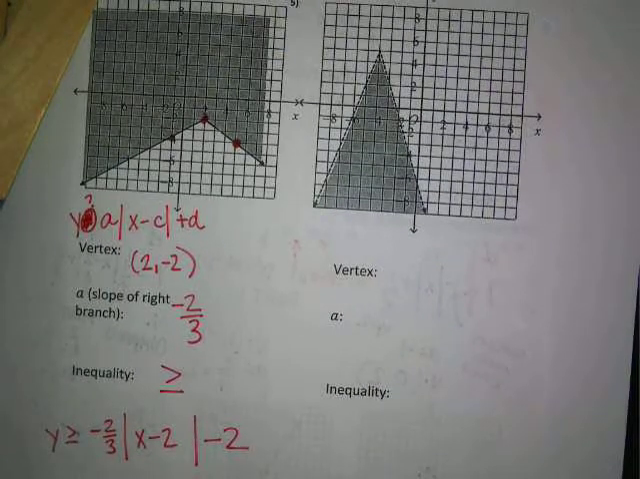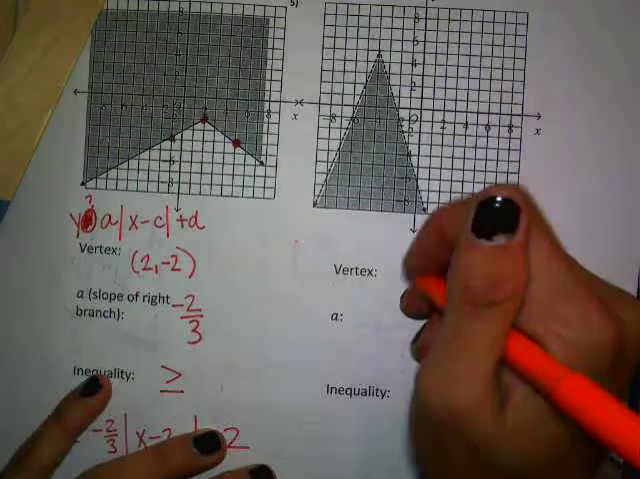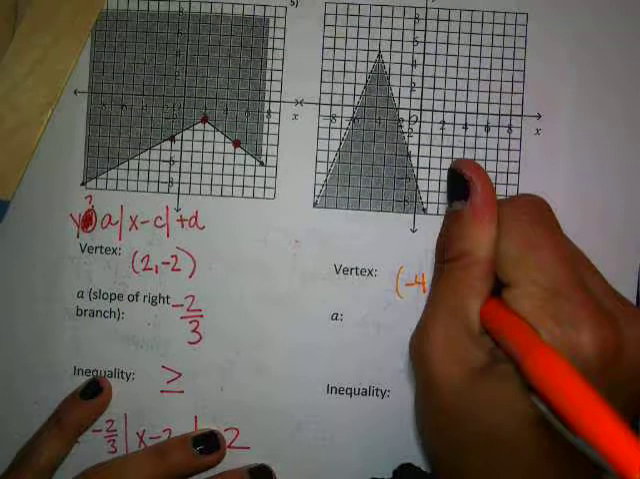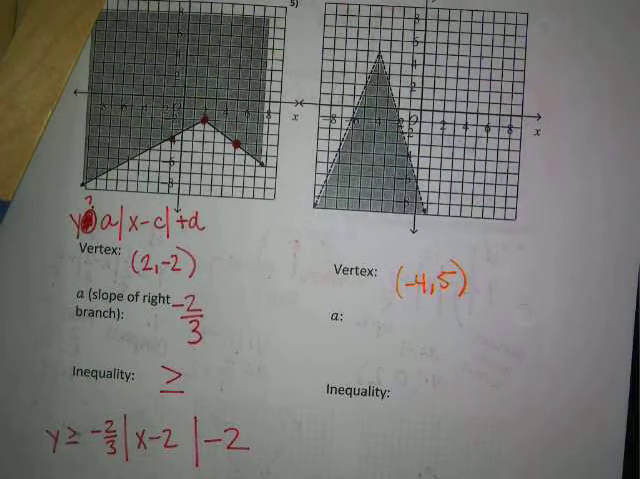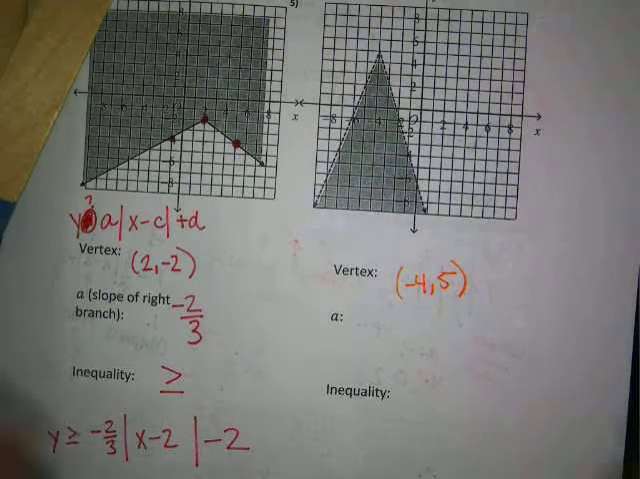All right, for the vertex. Kiadra. Very good. Negative 4, 5. Lily, what's the slope?